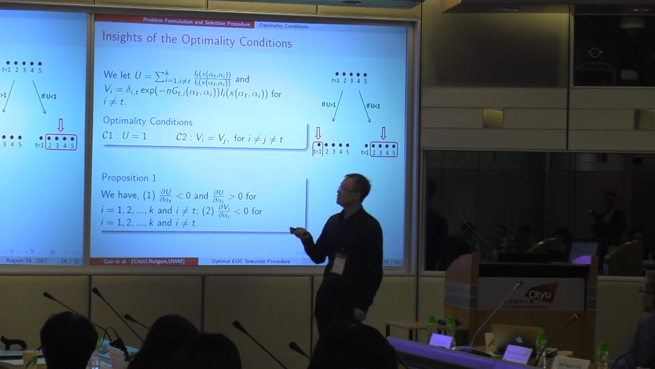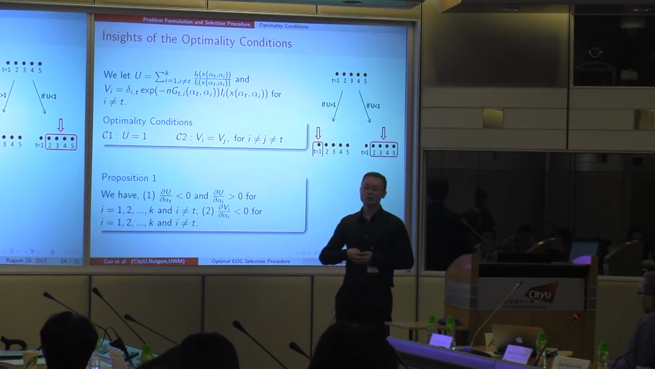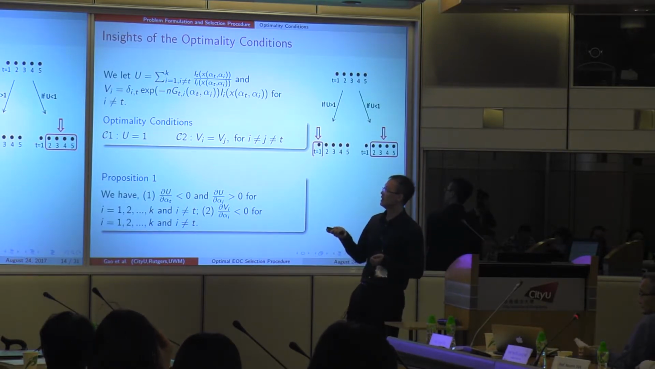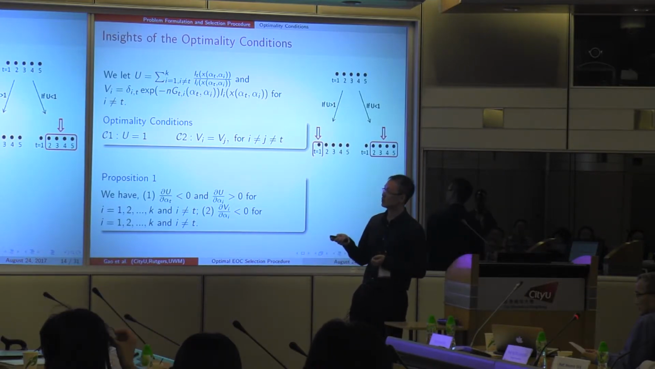That is, if we are trying to understand C1, by letting U equal to 1, we are trying to keep a general balance between the simulation budget allocated to the best design and the set of non-best designs. Okay. Next, we look at this C2.